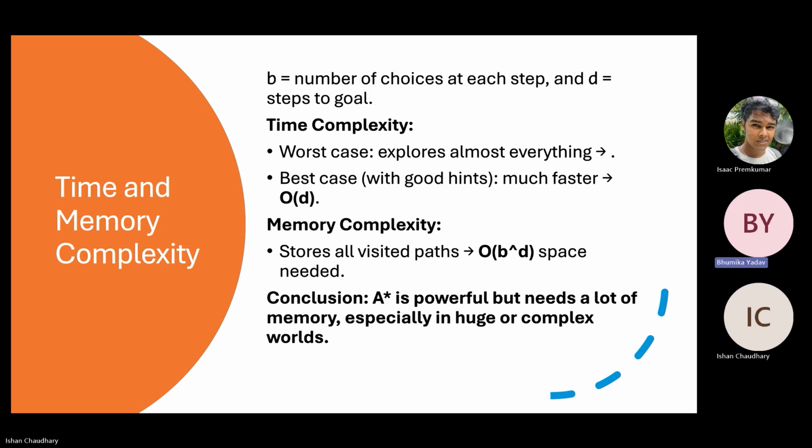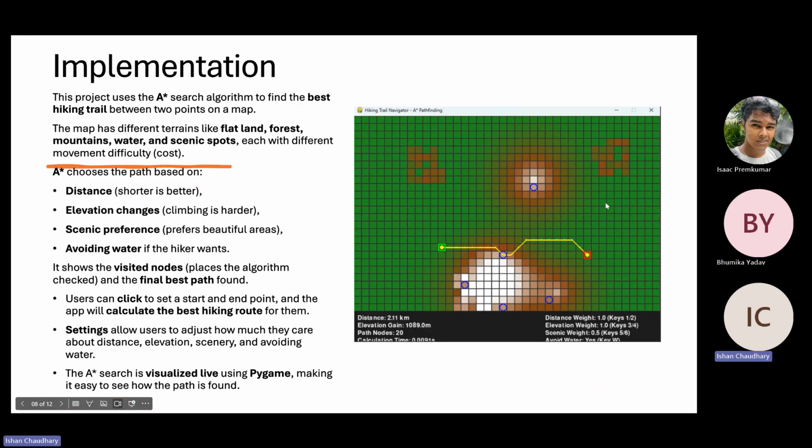Now, over to my friend Ishan to show us the implementation and the demo part. Okay, I'll start the implementation. In this project, we implemented the A-star algorithm to find the best hiking trail between 2 points on a map. The map has different terrains like flat land, forest, mountains, water, and scenic spots, and each of these has a different movement difficulty or cost.